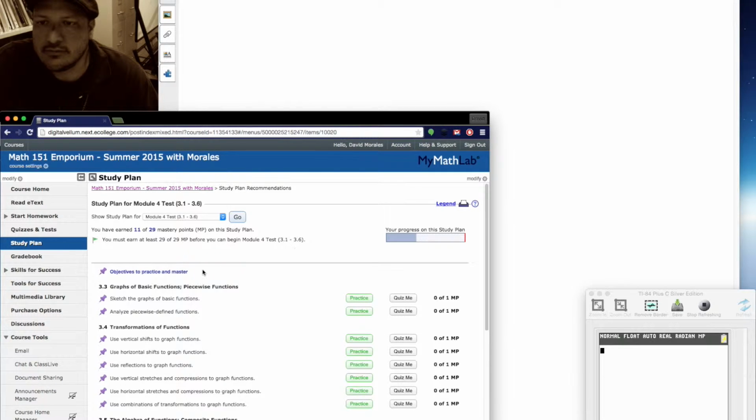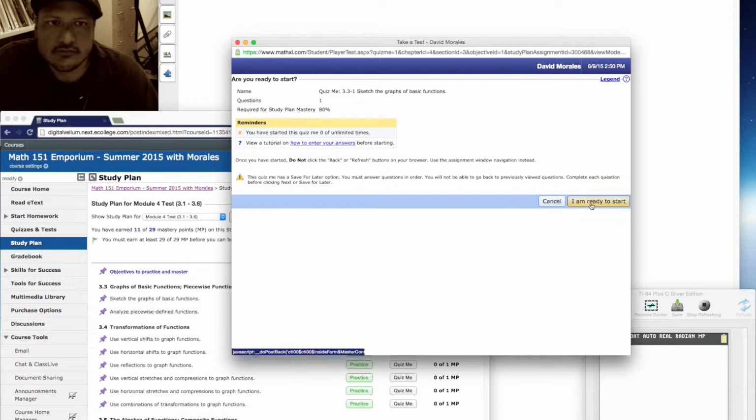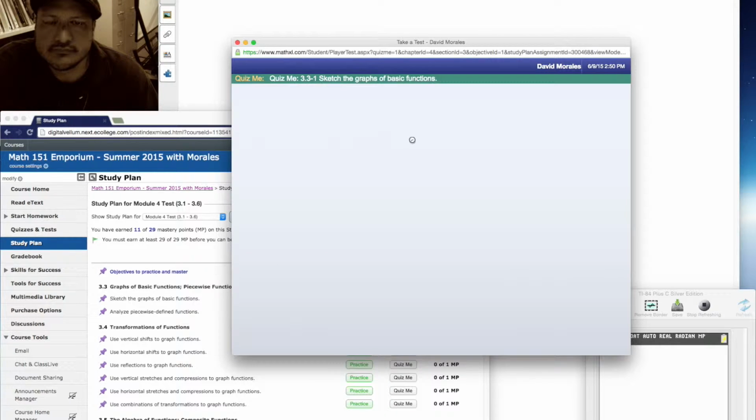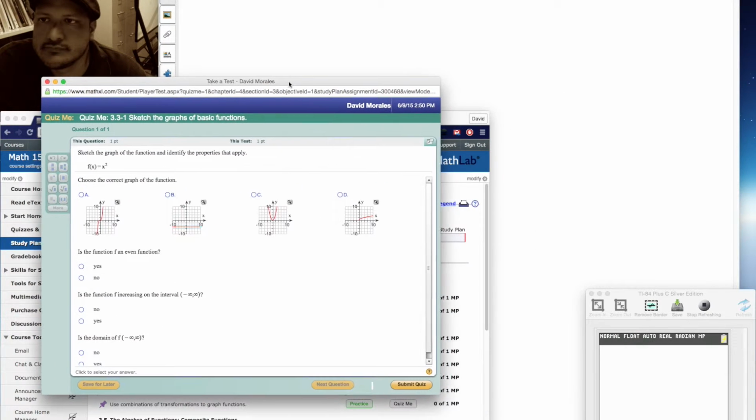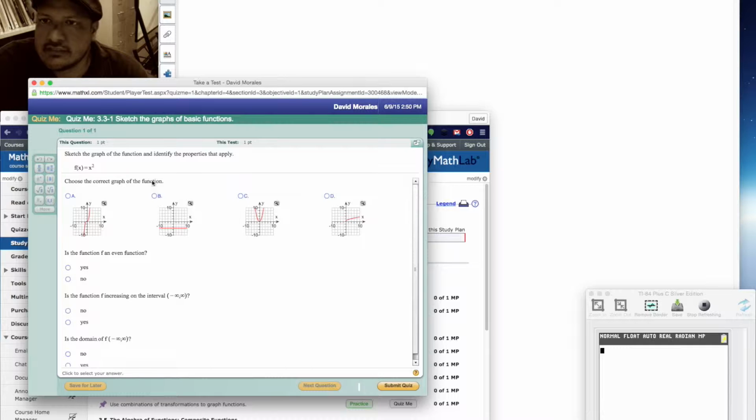Go on to 3.3. Sketch the graph of the function.